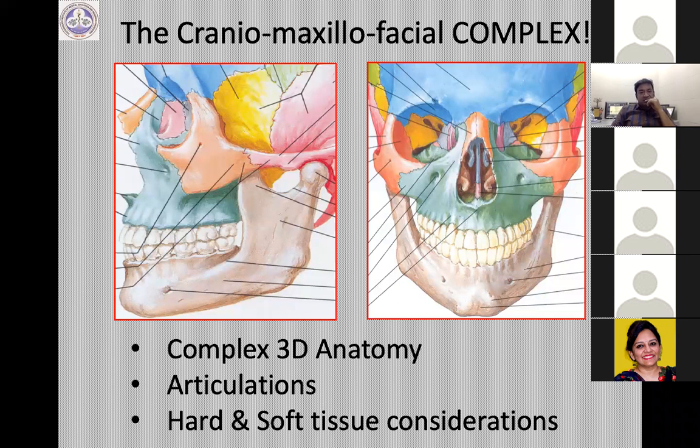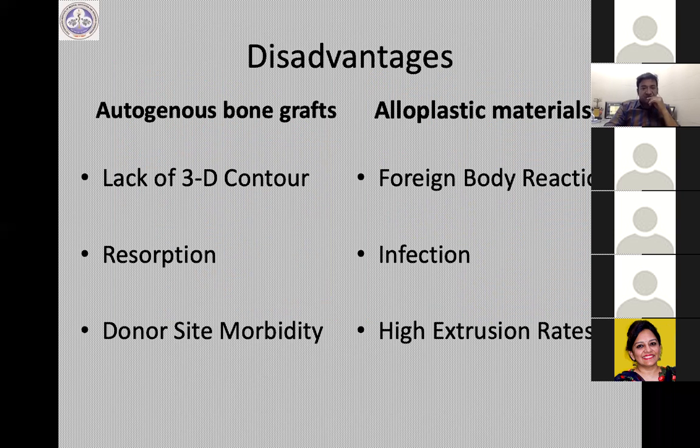Look at the picture on the screen. If you try to build up a zygoma with a fibula, it is almost impossible to copy the zygoma in the mirror image, or similarly for a mandible or a maxilla, that dentate segment of the maxilla or the mandible.